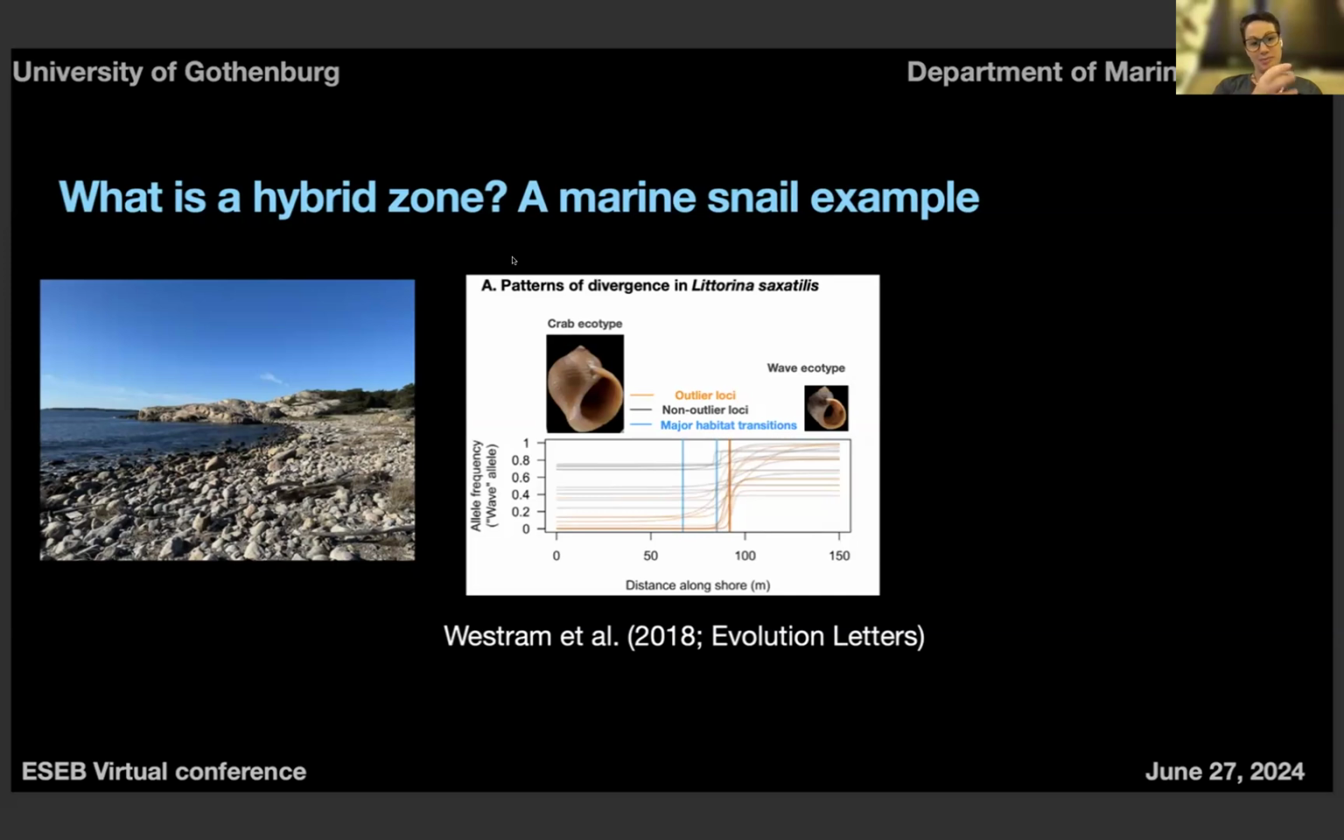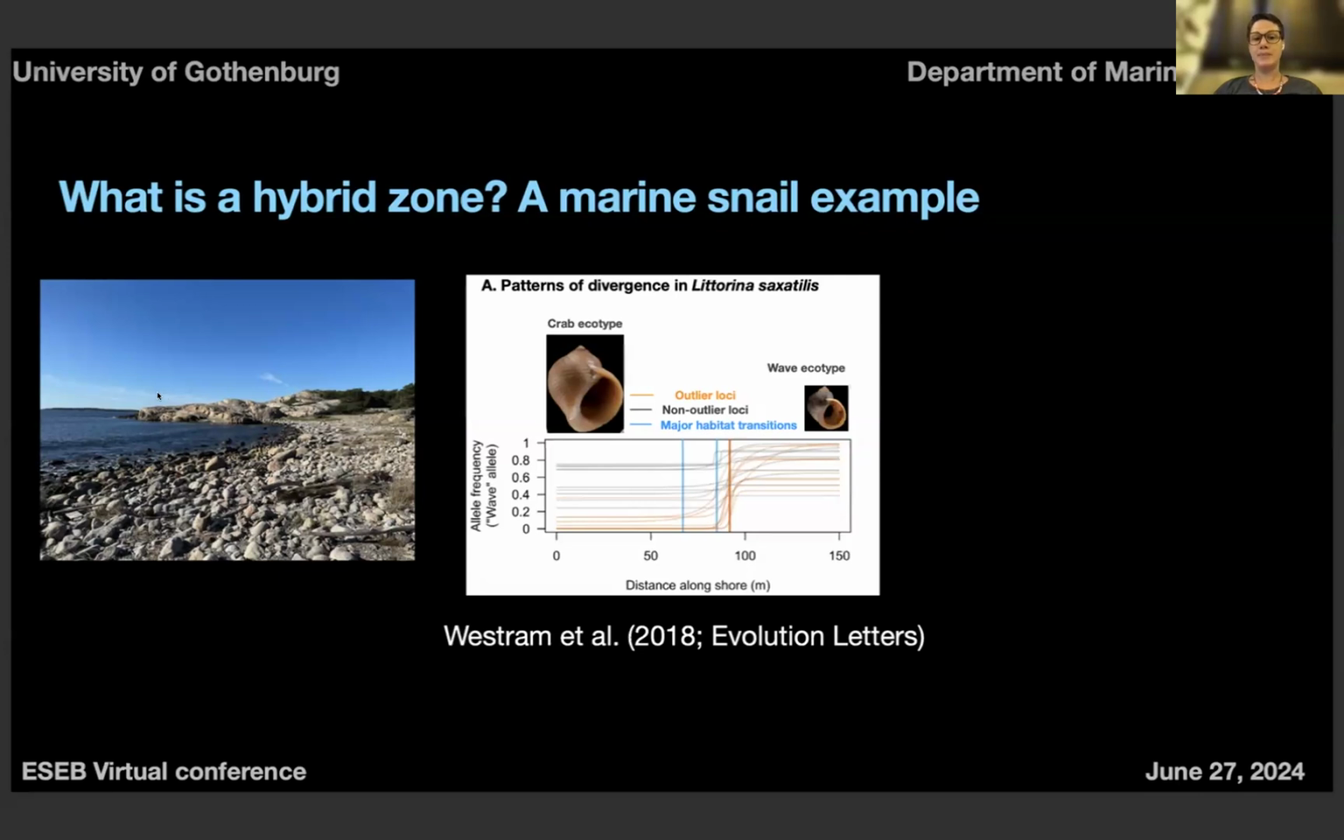On the left you see a picture of a beach, but for a marine snail biologist, it's actually a hybrid zone with marine snails. For example, these Littorina saxatilis: if you go along the beach here, you will see a transition from very large individuals to some intermediate ones in this transition zone or contact zone, and here very small individuals. And this is actually adaptation to the crab predation in this area and a strong wave action in this area.